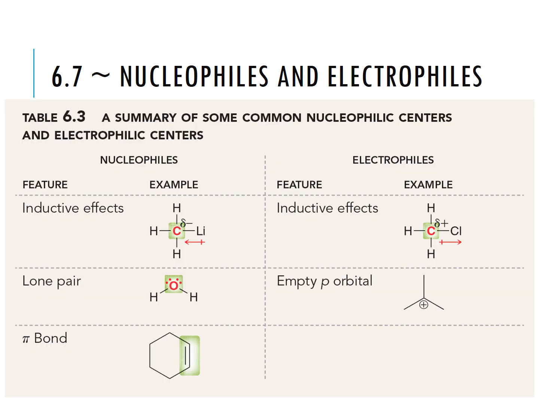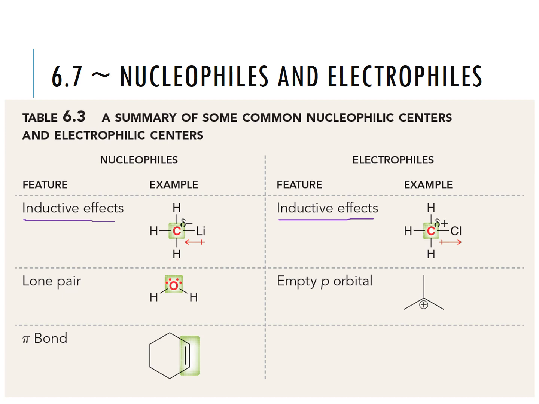Here's our little summary table, and this is straight out of your book, so you can reference it, but it's showing us the examples of nucleophiles and electrophiles. When we have those partial positive and partial negative charges, those are the inductive effects. So we've seen that word show up a couple times. Really, it's just referring to the difference in electronegativity. And in this case, it's causing us to have those partial charges.